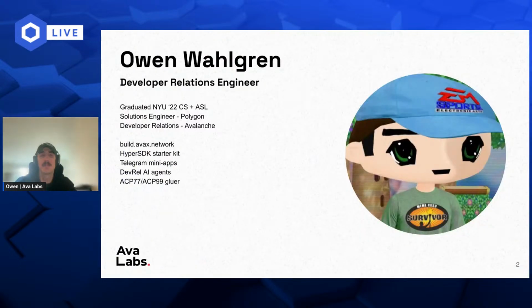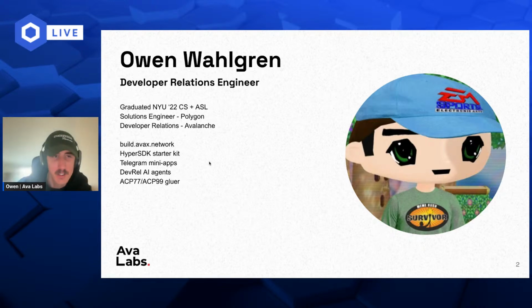So a little bit about myself. My name's Owen, developer relations engineer at Ava Labs. I graduated from NYU with a degree in computer science and a minor in American Sign Language. Like I mentioned, I worked at Polygon for a little shy of 2 years as a solutions engineer. And now I'm currently a developer relations engineer at Avalanche.